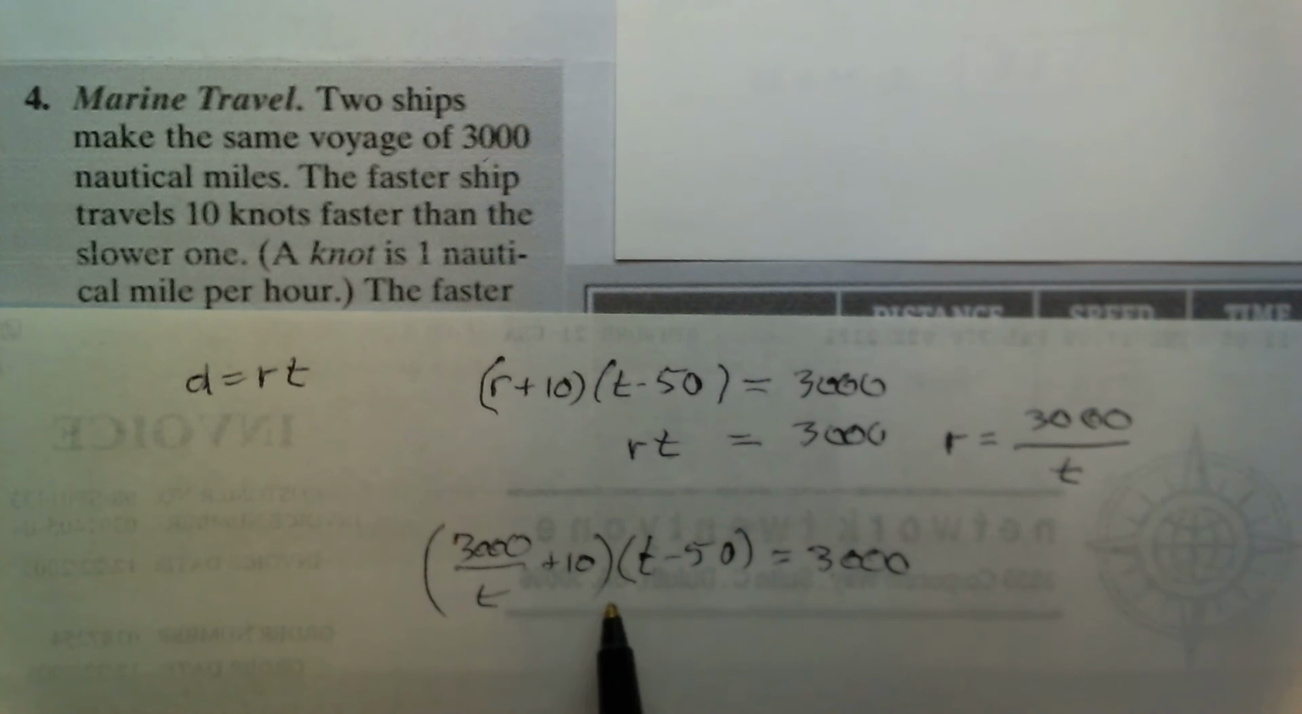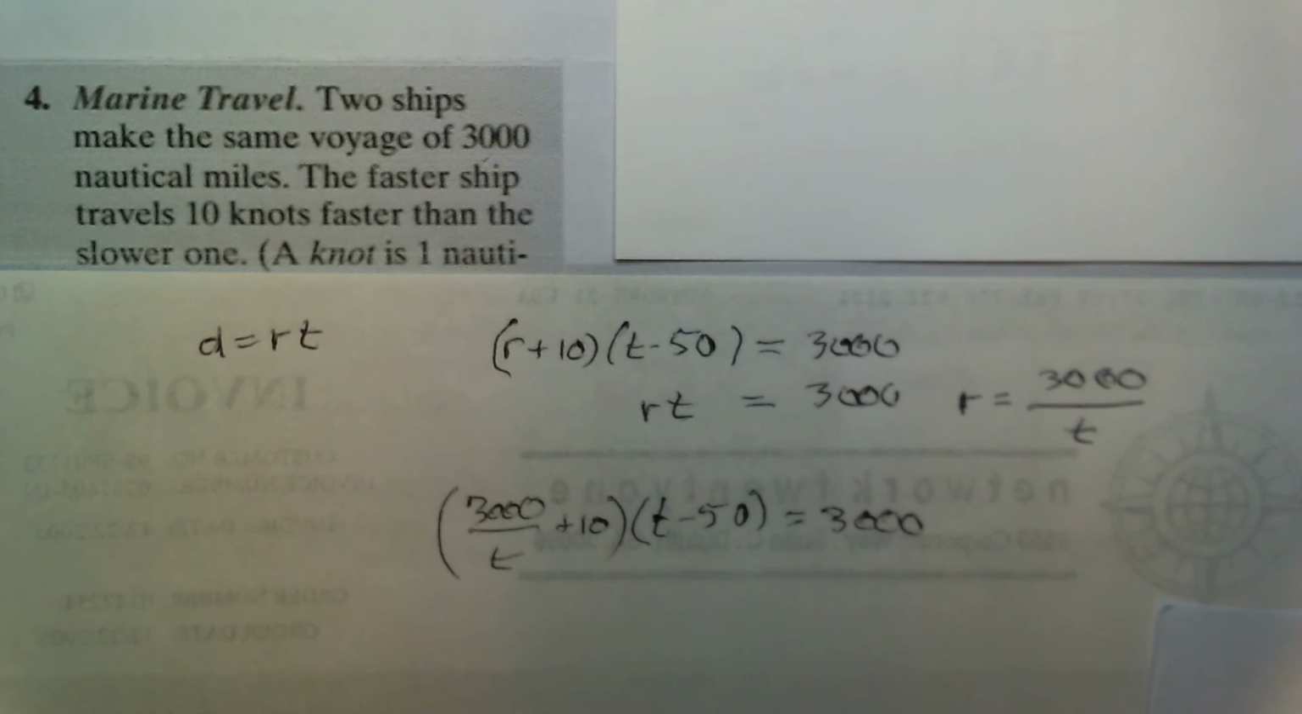So now we multiply the left side. When we simplify this expression on the left side and subtract 3,000 on both sides, we get t squared minus 50t minus 15,000 equals 0. Now we can factor the left side into t minus 150 times t plus 100 equals 0.